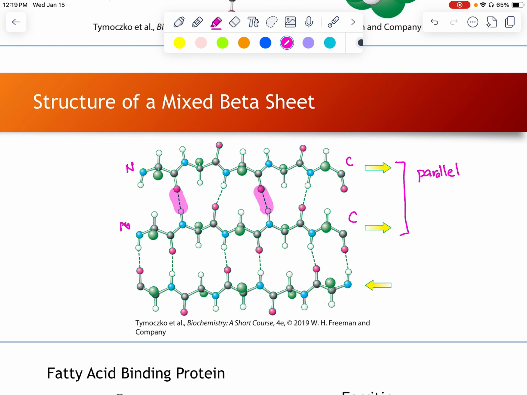We have one strip going to the right, nitrogen to carbon, but now this one is going nitrogen to carbon this way. And there'd have to be some way that it would wrap around, so that it could end up going back the other way. And again, the key is that we still have hydrogen bonds. And as we indicated up here, we could have a mixed sheet that has some of our beta strands going parallel, some of them going anti-parallel.